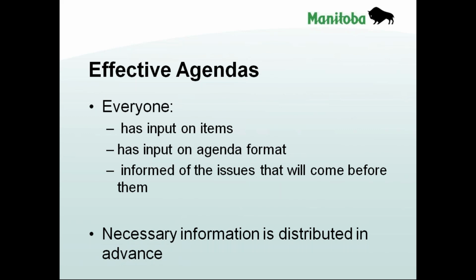Once the items and format have been selected, individuals should be adequately informed of the issues that will come before them at the meeting. This includes information needed to inform decision-making that helps members prepare and therefore fully participate in the meeting. This could include copies of the agenda, past meeting minutes, materials to be used for discussion at the meeting, or committee reports.